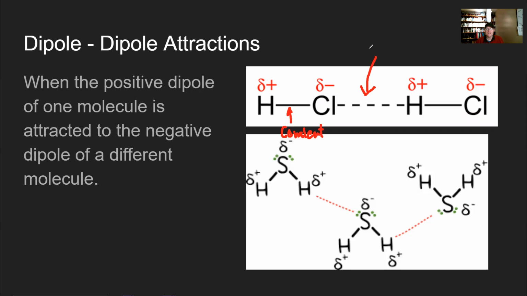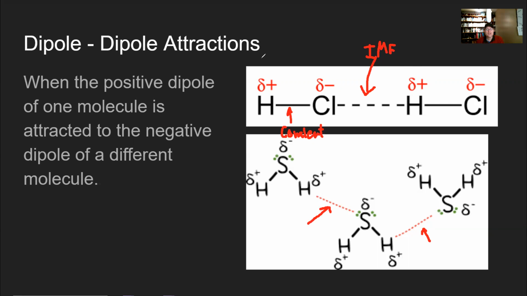The dashed line is all an attraction. This is not necessarily a strong attraction, or at least not nearly as strong as a covalent bond would have. However, this intermolecular force of attraction does allow hydrogen chloride molecules to be attracted to other hydrogen chloride molecules. And the same thing will be true for the hydrogen sulfide. So you'll notice these dashed lines are the intermolecular forces, while the solid connected lines are the covalent bonds.